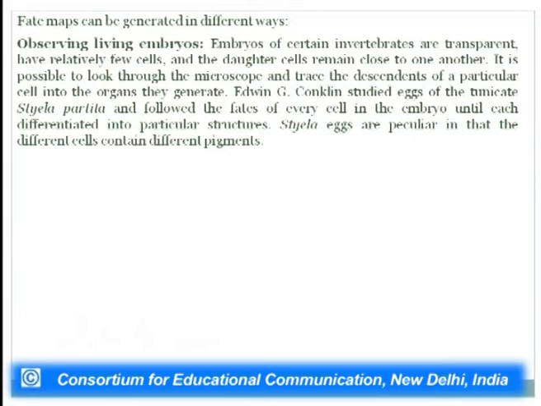Edwin G. Conklin studied eggs of the tunicate Styela partita and followed the fates of every cell in the embryo until each differentiated into particular structures. Styela eggs are peculiar in that the different cells contain different pigments. So, it is easier to follow cell lineage, because just by observing individual cells and where they are going and forming, and in fact in Styela they were differently colored also. So, it is much easier, and scientists can generate a fate map just by looking at the embryo only.